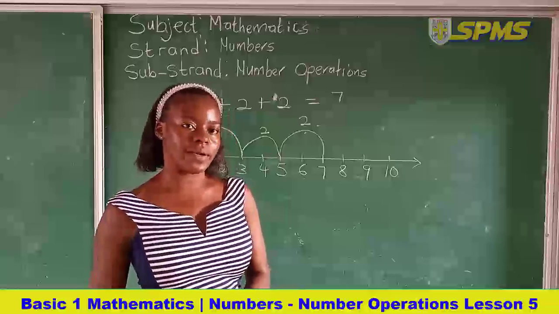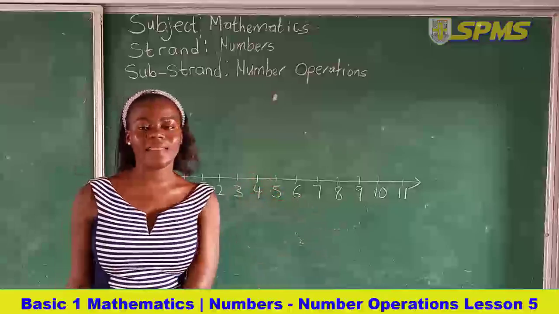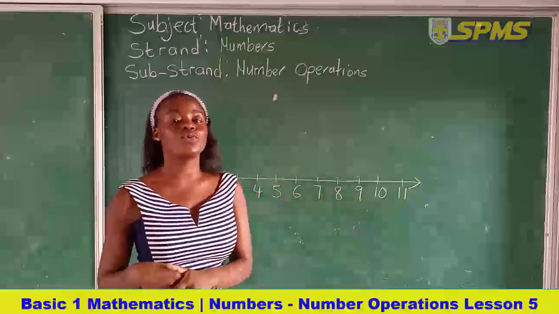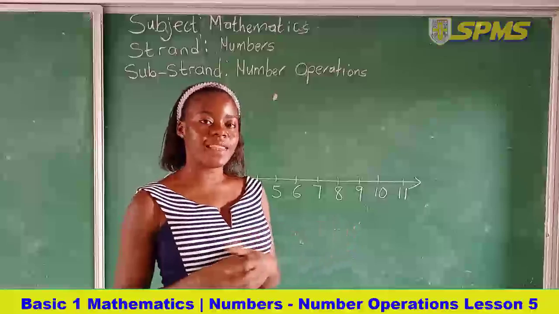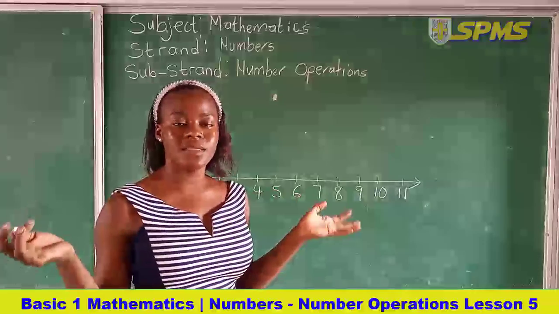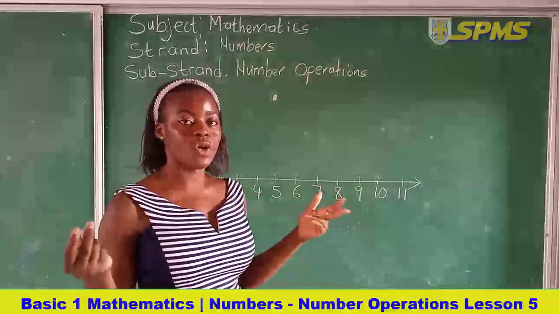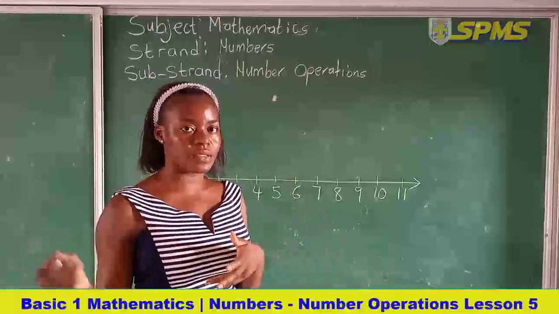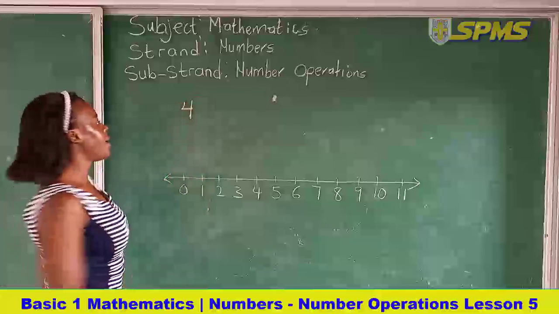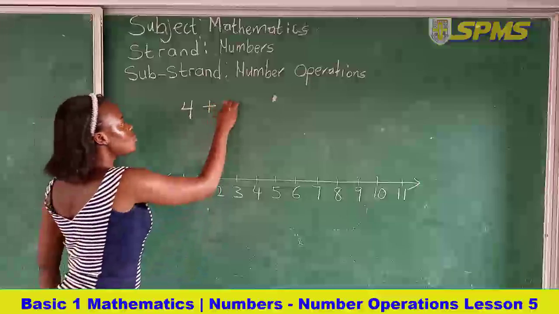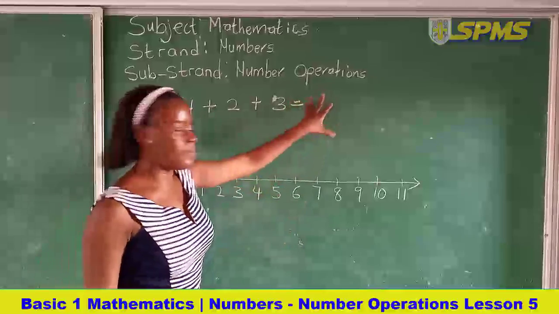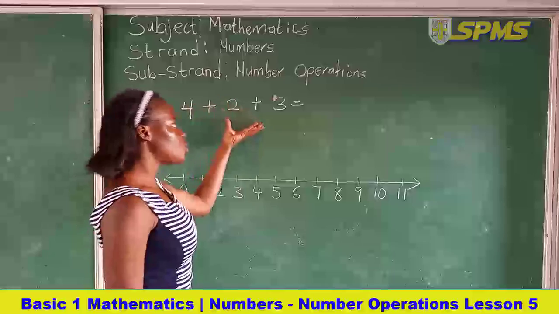Now let's try another one. I have my number line here, and I've assigned numbers to it. We are going to look for addends, then later on we look at the sum when you add the addends together. Now I want numbers in 1 to 3 digits. So let me take 4 as my first number, plus 2 plus 3. We are going to look out for the sum. Now my addends are 4, 2, and 3.